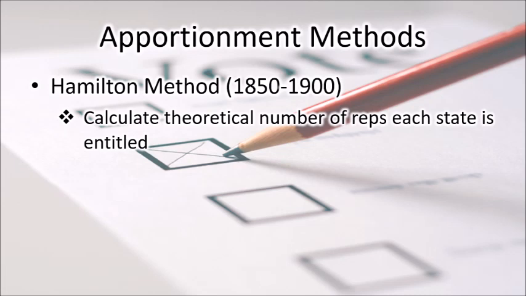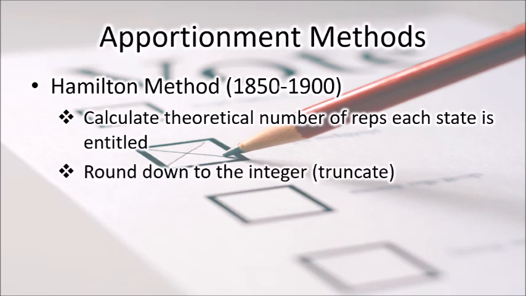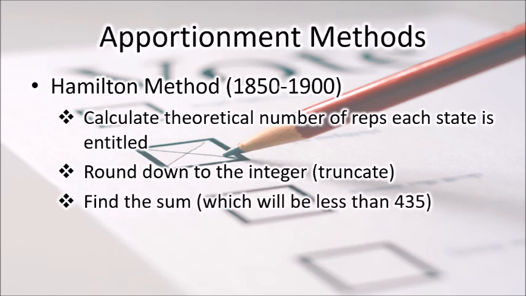The Hamilton method was used from 1850 to about 1900. What they did is they calculated the theoretical number of representatives each state was entitled to, such as in Florida, the 26.59. They would round down to the integer. Again, they just would basically truncate it, so they'd knock off the decimal portion. They would find the sum, which obviously was going to be less than 435.